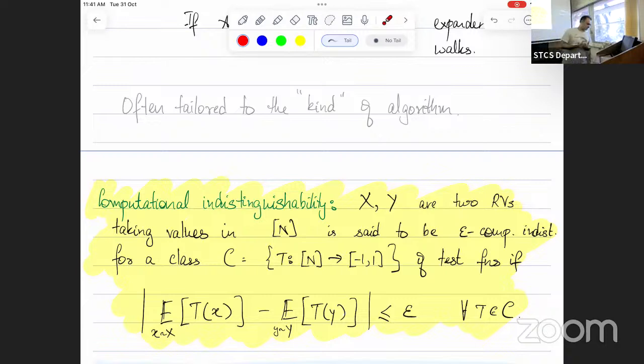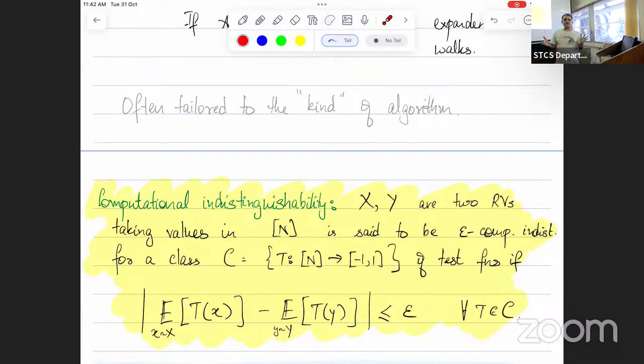Just to be precise, we'll say 2 random variables, x and y, and let's for the moment assume they take values in some domain, capital N. By the way, whenever I write capital N, we'll think of it as {0,1}^n. And I want to say that these 2 random variables are epsilon computationally indistinguishable as far as a particular class of tests is concerned. So there's a particular class of tests I'm interested in.